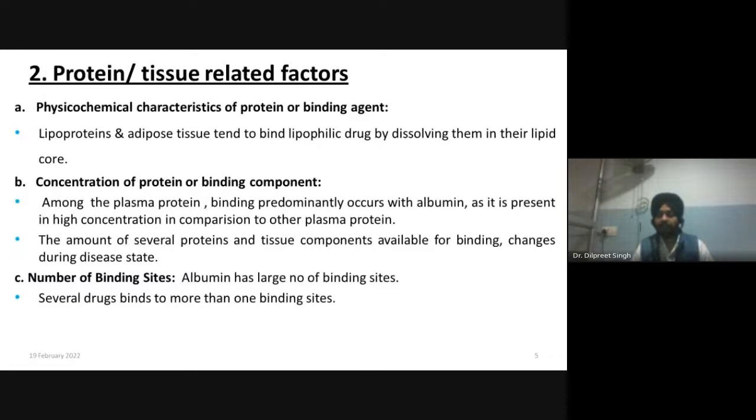So it causes increased free drug concentration, and that causes adverse effects. Several drugs can bind to more than one binding site, which is called competitive inhibition. So one can displace the binding of the other drug. When the displaced drug concentration is high in the body, that causes accumulation or toxicity.